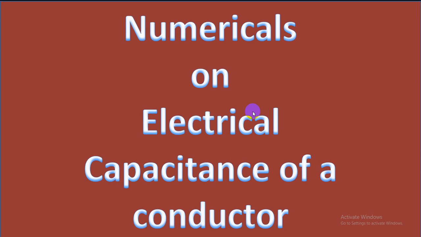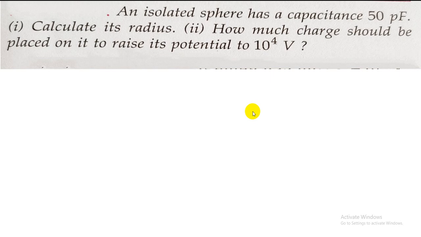Hello everybody. Let us discuss some of the numericals of electrical capacitance of a conductor. The first numerical that we are going to discuss here is: an isolated sphere has a capacitance of 50 picofarad. First question is, calculate its radius, and the second question is, how much charge should be placed on it to raise its potential by 10 raised to the power 4 volt.